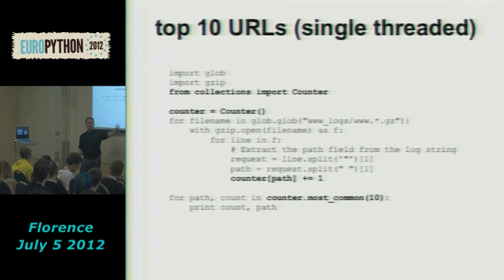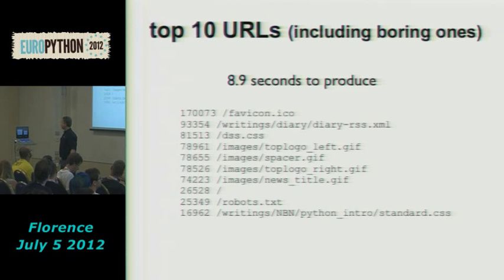And for the end result, I say, give me the 10 most common things, and I find a very boring answer. I find that the most common path on my site is the favicon. Then there's my RSS feed, but everything else is pretty much the CSS and the GIF that's on every single page, and then the home page and robots.txt. So this isn't very interesting.